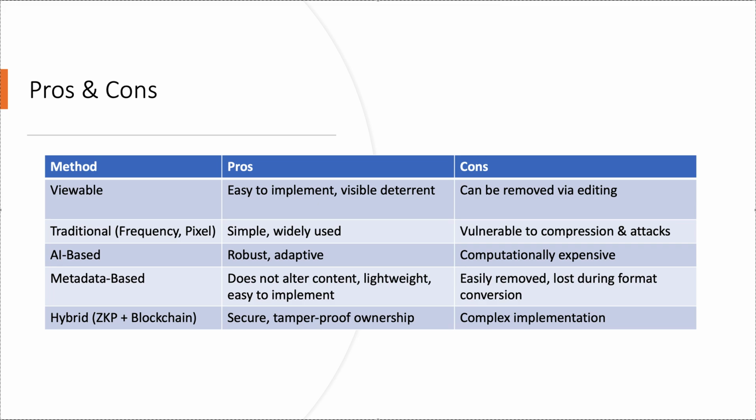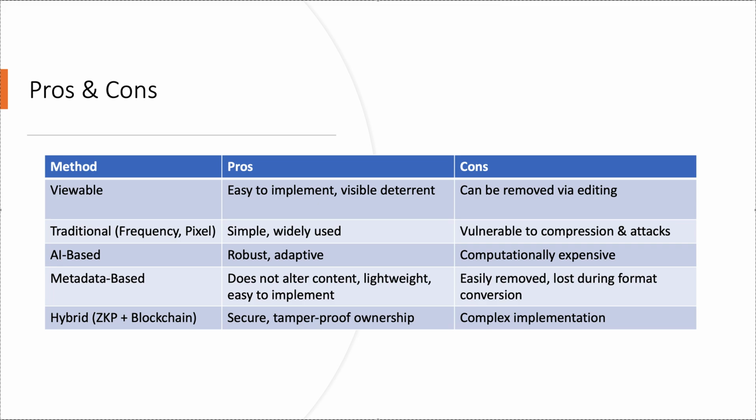However, they're vulnerable to compression and attacks. If someone saves your JPEG at a lower quality, or runs it through filters, or crops and resizes it, your traditional watermark might degrade or disappear entirely. Sophisticated attackers who understand these algorithms can specifically target and remove these watermarks. It's a bit like a standard lock. It keeps honest people honest, but a determined thief with the right tools can break through.